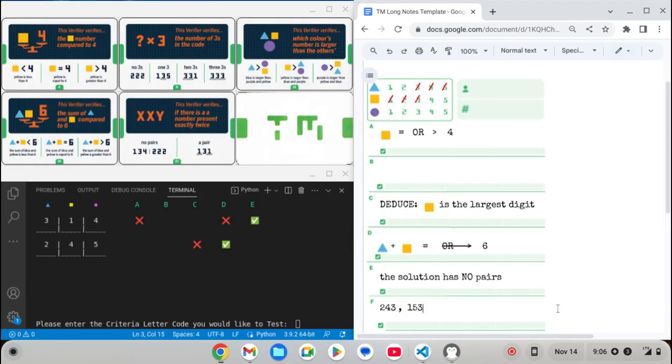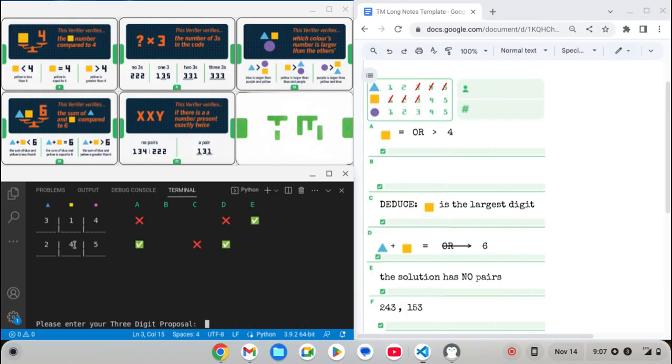2, 4, 3, 1, 5. Well, if it's 1, 5, it means everything is smaller. Remember, we can't have duplicates. If there is no 3, how would you pick between 1, 2, and 4? I'm pretty sure we can deduce that there has to be a 3. So let's go ahead and test criteria card A. That seems to be the deciding factor.